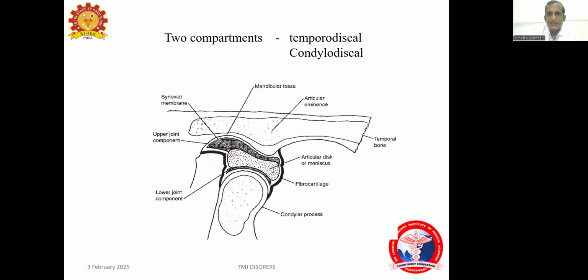And when you see the TMJ as a structure, it has two compartments. You can divide the entire structure into two: one is the temporodiscal and the other one is the condylodiscal. This is how the articular disc divides the joint space into two compartments. When you see the picture, you can see the upper joint compartment and the lower joint compartment. The significance of this we'll discuss later.